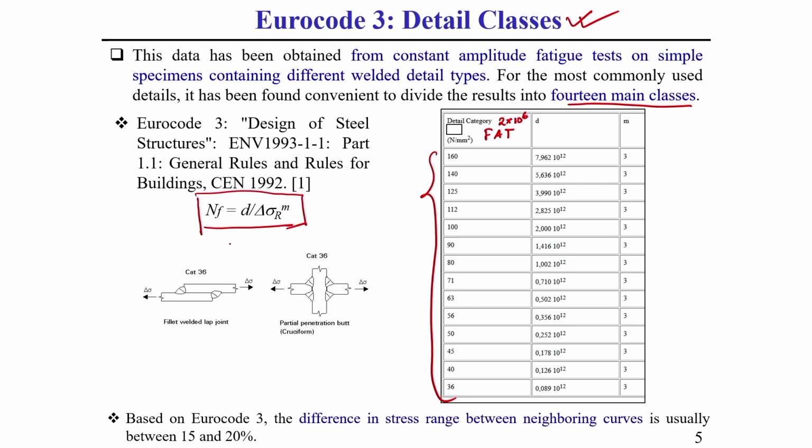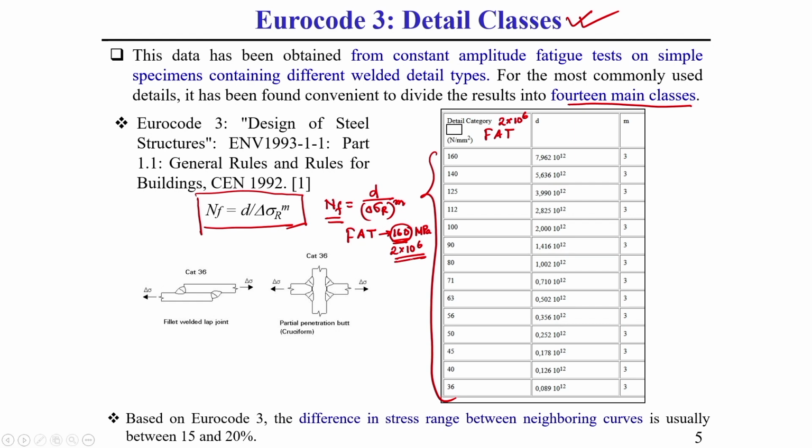For different fat standards, this can generally be represented as NF equal to D divided by the range of stress to the power m, this you should keep in mind. For different types of fat class, let us take fat 160 class. That means fat 160 class means the fatigue strength value is 160 MPa at a number of cycles of 2 into 10 to the power 6, this you should keep in mind.